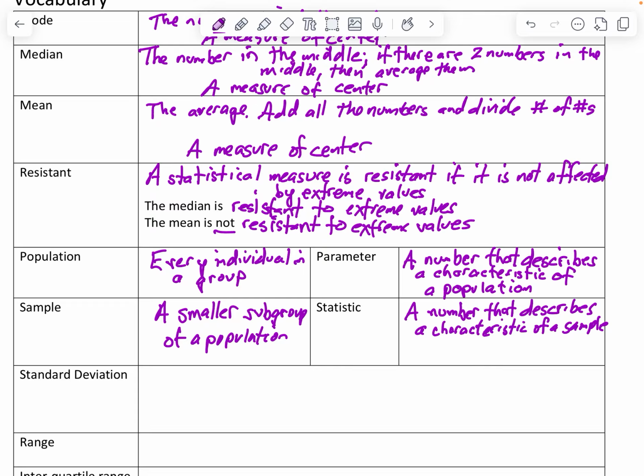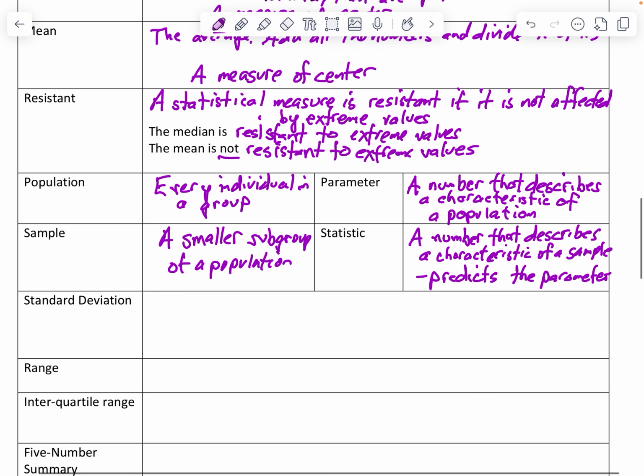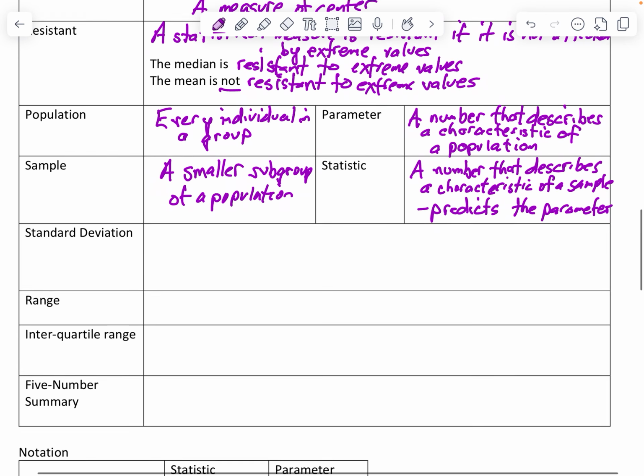This is a good way to predict what the parameter is: by finding a sample and getting a statistic, that will predict the parameter of the entire population if you sample well. So for an estimate or a prediction of that parameter, we use a statistic. Now, let's talk about some other measures that we use.